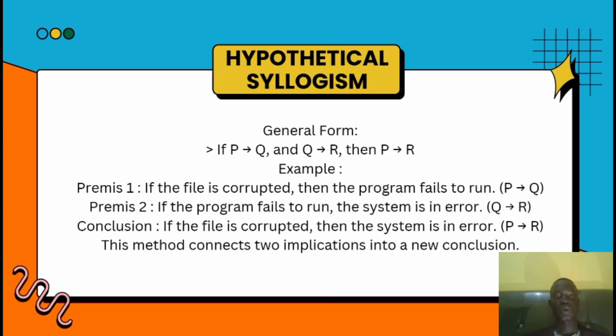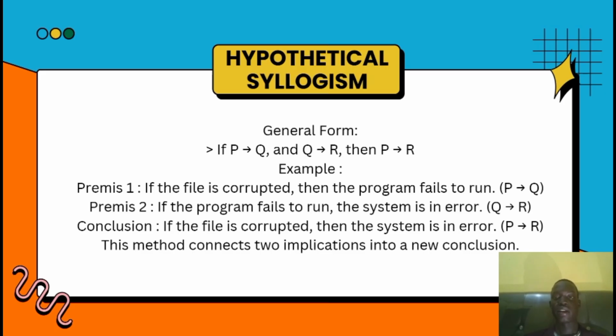So premise 2: if the program fails to run, then the system is in error. So Q implies error. If the program fails to run, like in premise 2 here, then the system is in error.